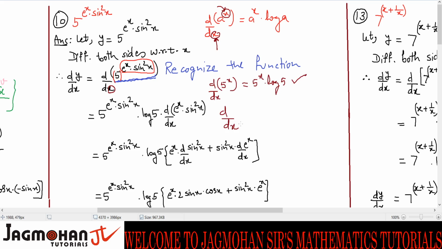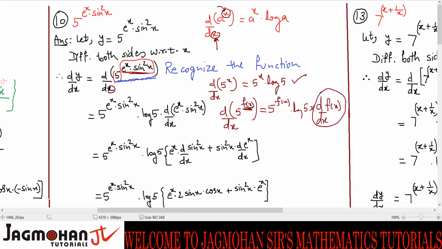Here you have d by dx of 5 raised to f of x type, where f of x is this, e raised to x into sine square x. So yes, you can again pause the video. Tell me, what is d by dx of 5 raised to f of x? It is 5 raised to f of x into log 5 into d by dx of f of x. This thing is always there whenever it is a composite function of x. So we have applied it. So I'm applying this thing here.